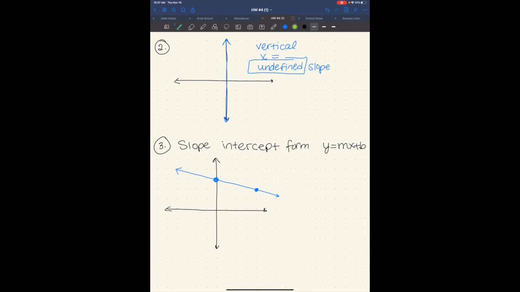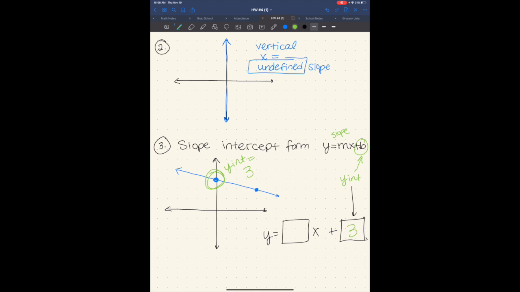So remember, our B is our y-intercept. Our M is our slope. So I can automatically see that my y-intercept is 3. So on your mini quiz, it looks like this: y equals blank x plus blank. That's your B right there. So for me, I would write in a 3.